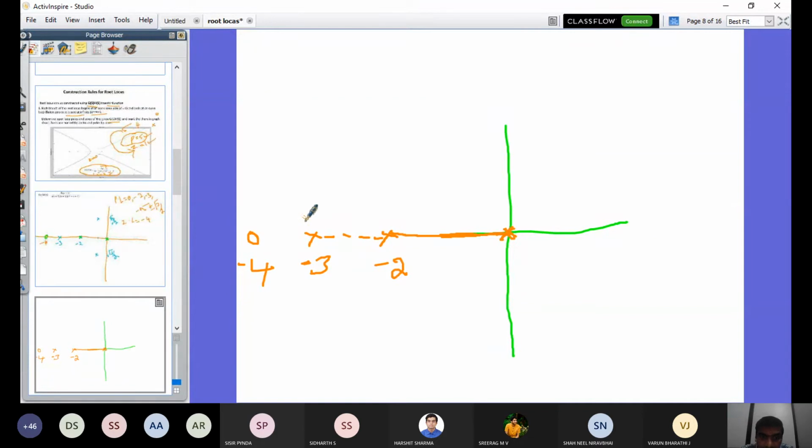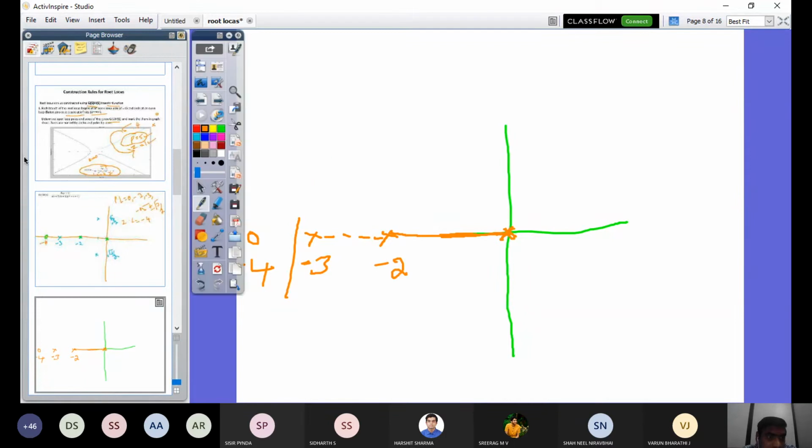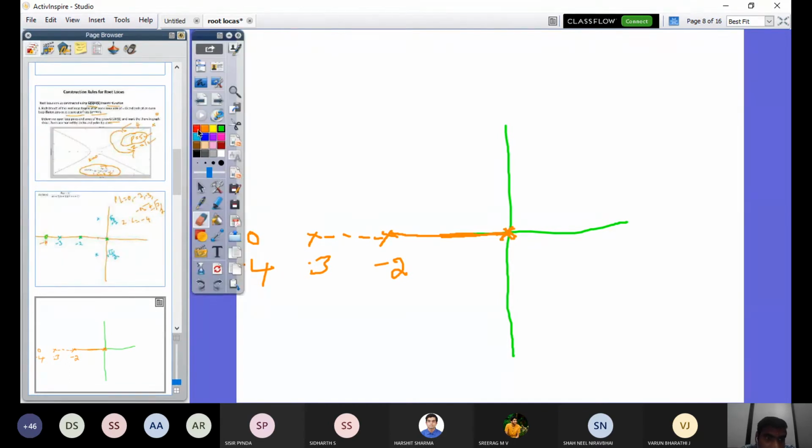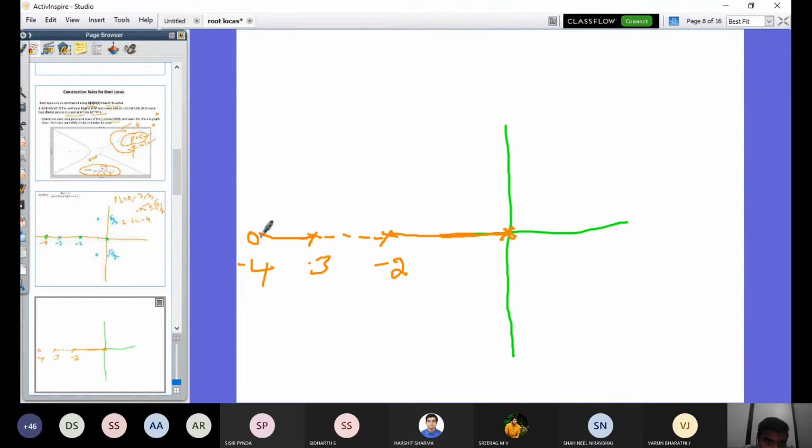So we already made the assumption up to this point. Now you can put your hand here. Now you can see the right half of the segment. How many poles and zeros? Three. Three means it is even or odd? Odd. So does the root locus lie on the real axis or not? Yes, this segment will lie on the root locus. So from -3 to the next pole or zero, it should be a part of the root locus.